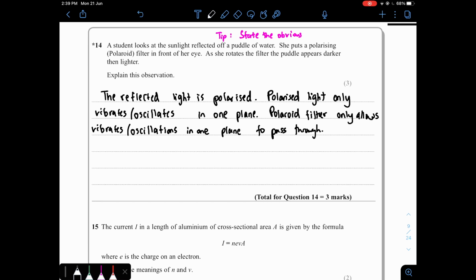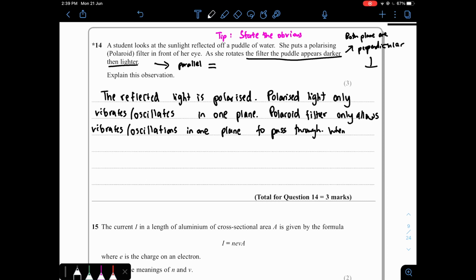But you can also talk about how, when she rotates the filter, we can explain why the puddle appears darker and then lighter. When does it appear dark? When both planes are perpendicular. Lighter is when it's parallel. So you can explain that.